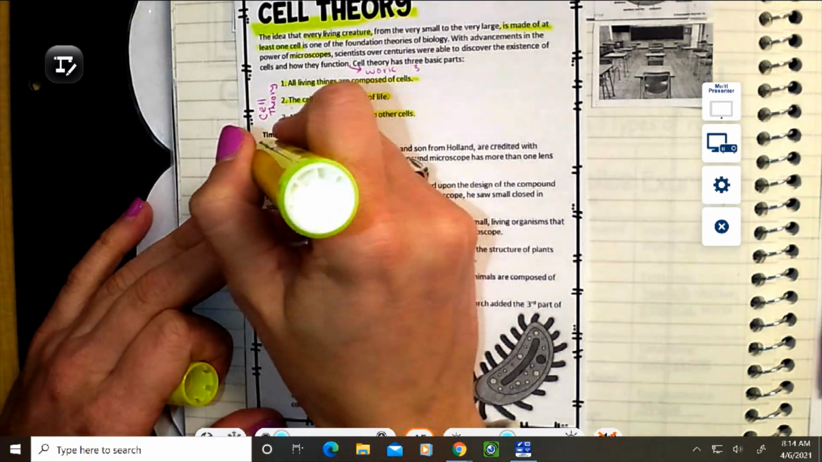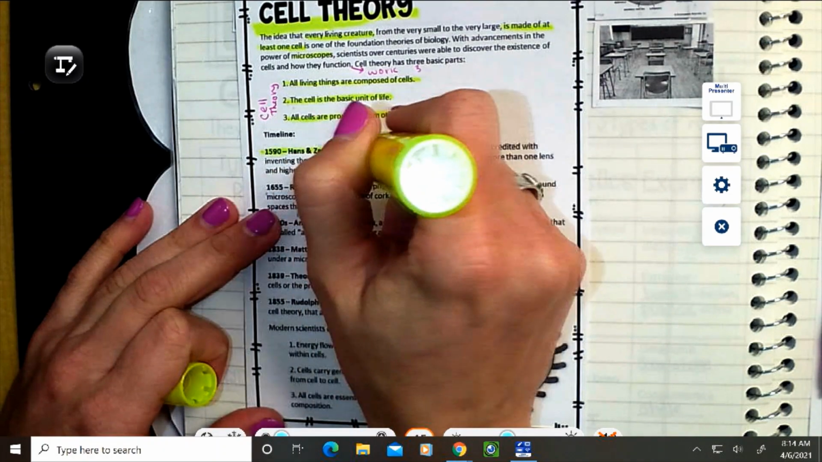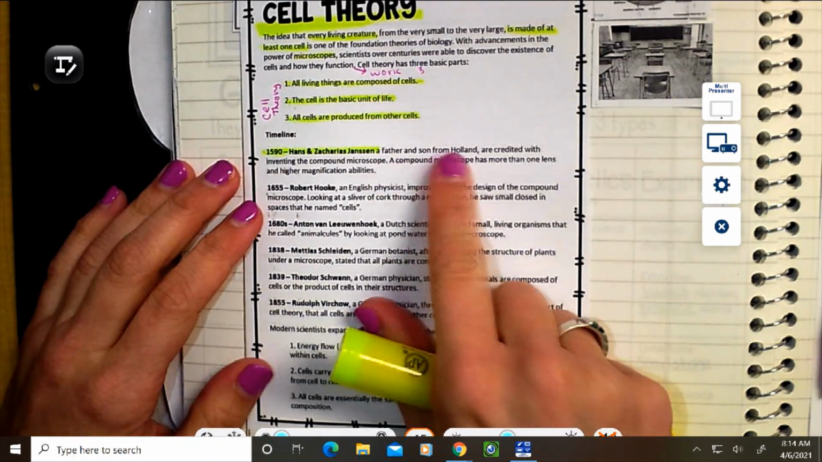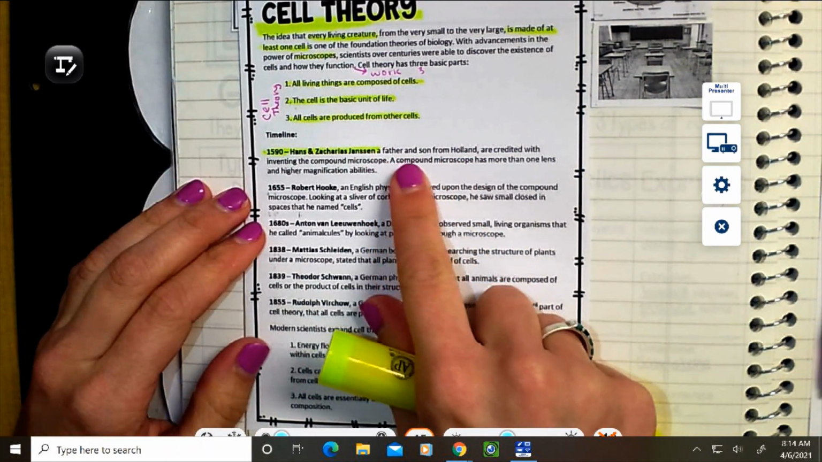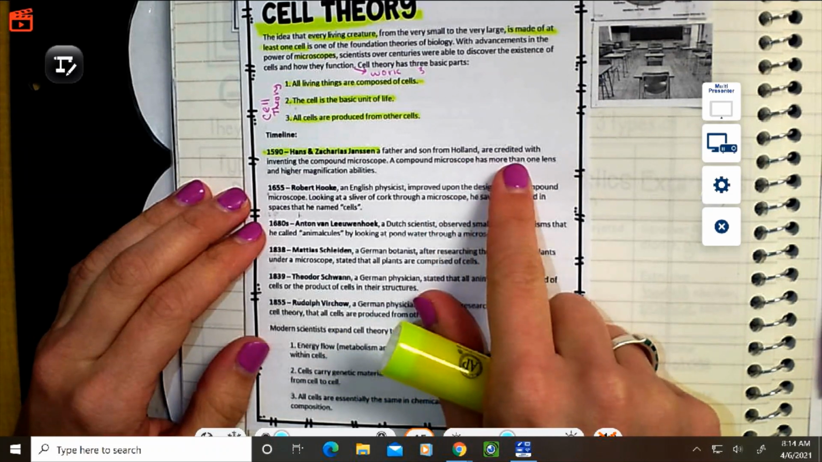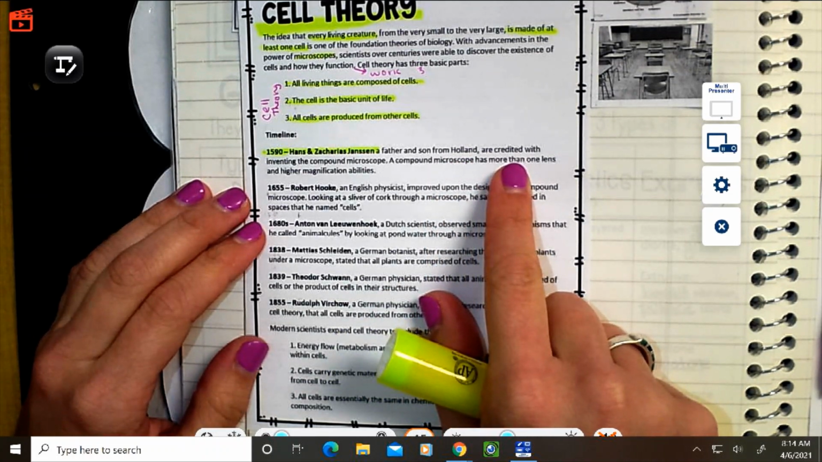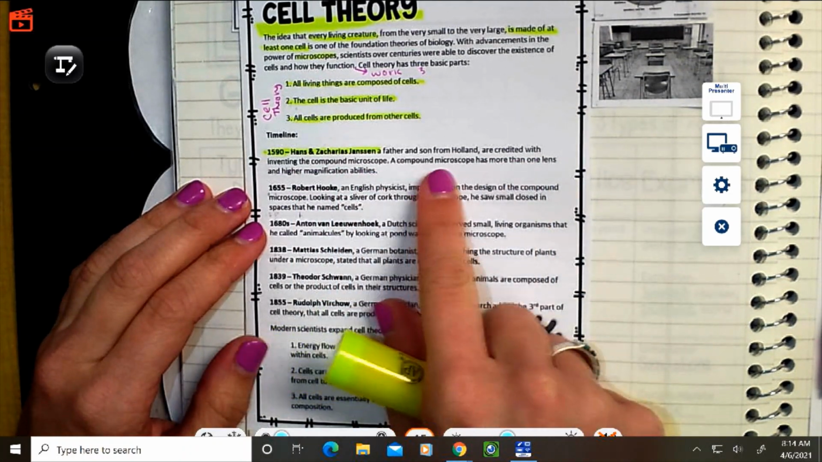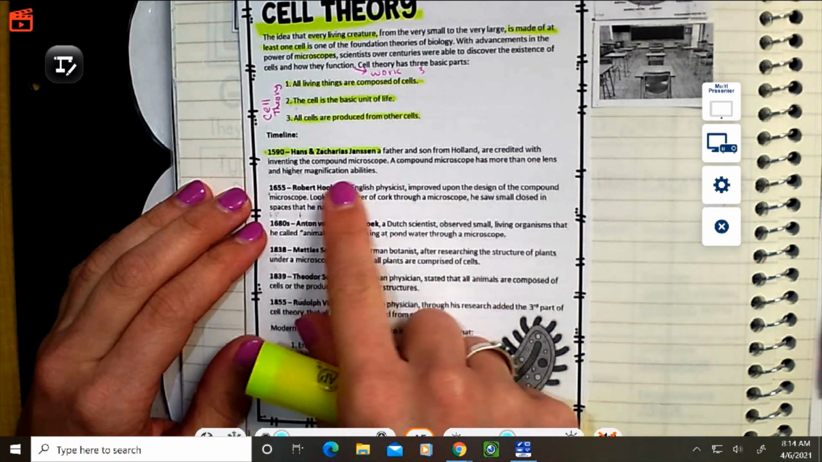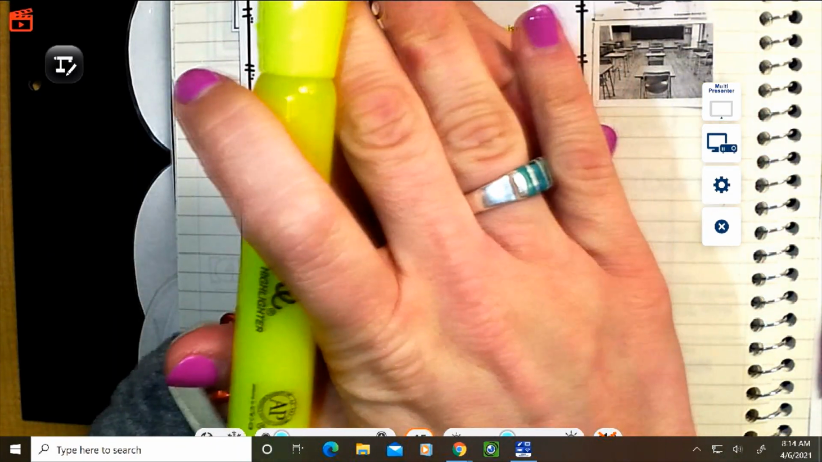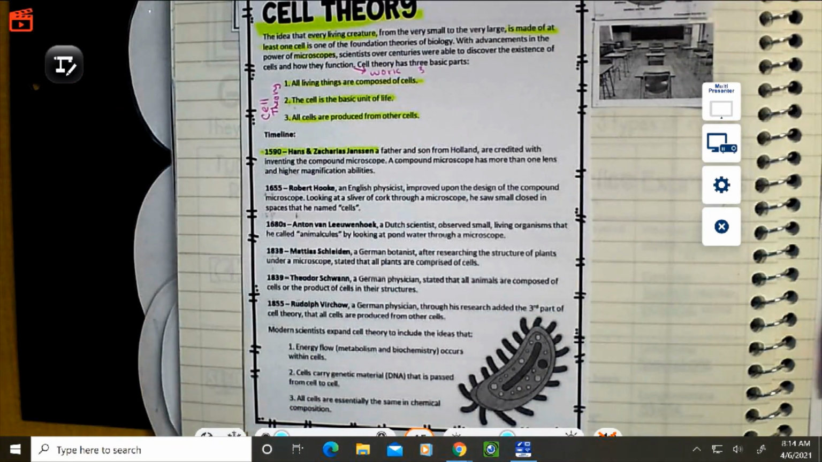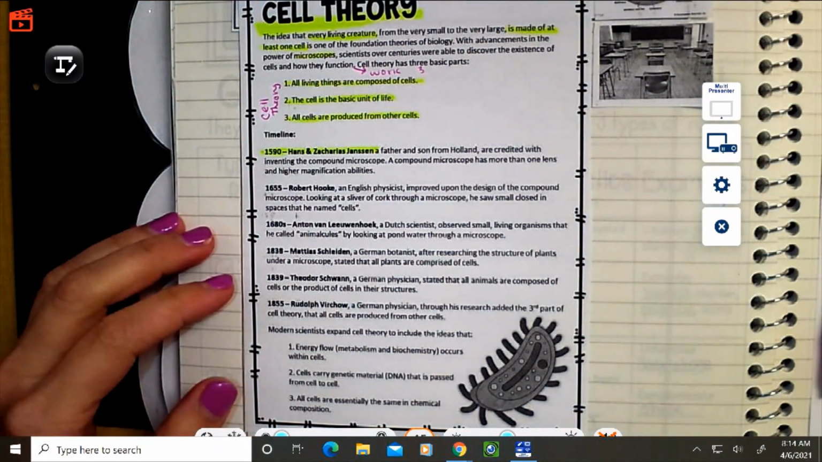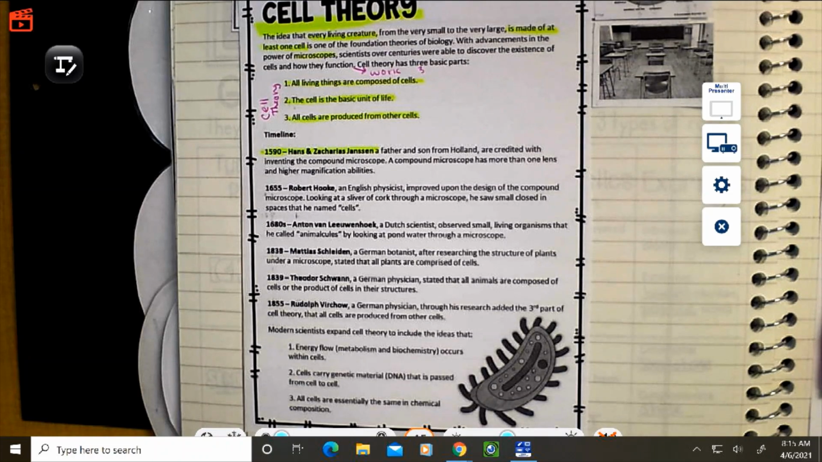So in 1590, Hans and Zacharias Janssen, or maybe Janssen, I'm not sure. Sounds Scandinavian. Oh, Holland. I was close. A father and son from Holland, or the Netherlands, are credited. That means that they are given the credit for inventing the compound microscope. A compound microscope has more than one lens and higher magnification abilities. So it's more than just a single lens, like glasses or a magnifying glass. It's got several lenses. Compound means added on, so that you can see far or closer and closer.